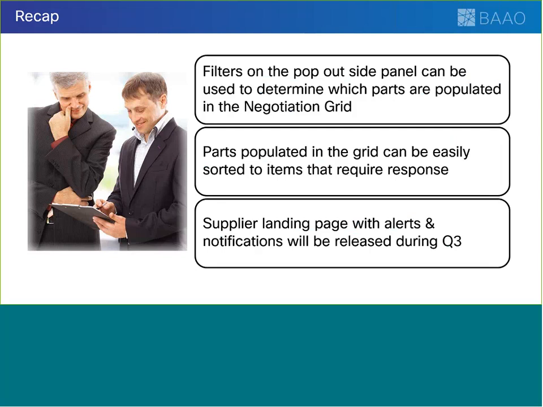To recap, filters on the pop-out side panel can be used to determine which parts are populated in the negotiation grid. Parts populated in the grid can be easily sorted to items that require response. A supplier landing page with alerts and notifications will be released during the next fiscal quarter.